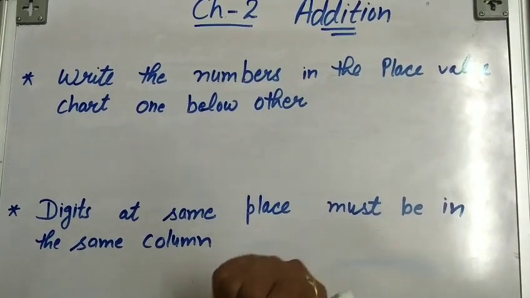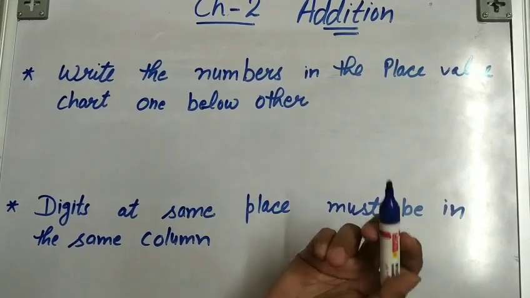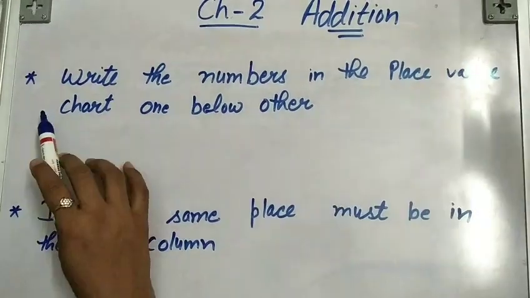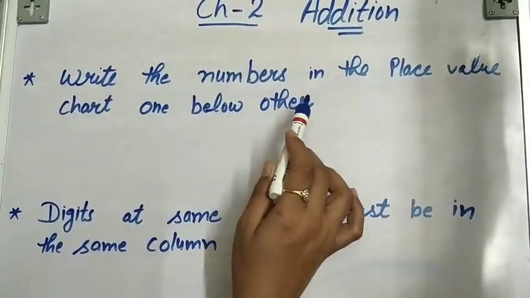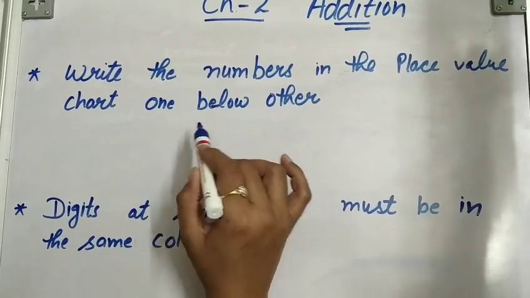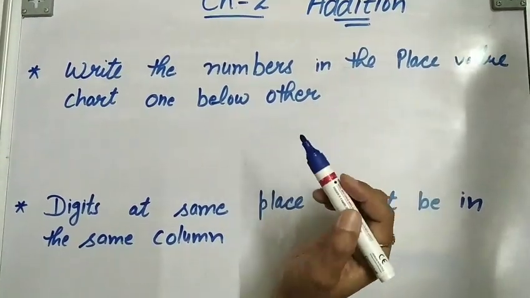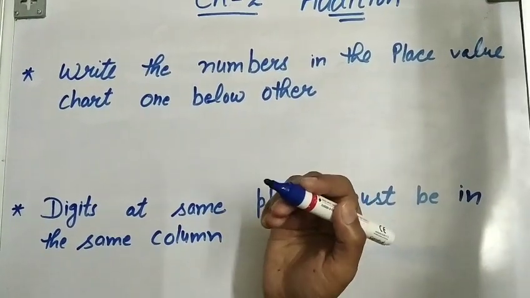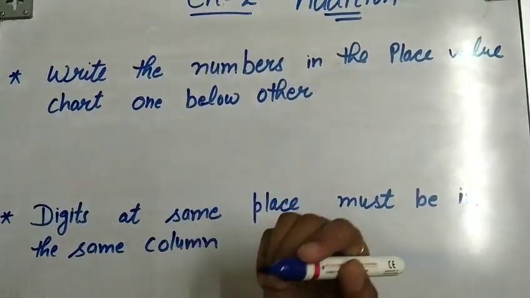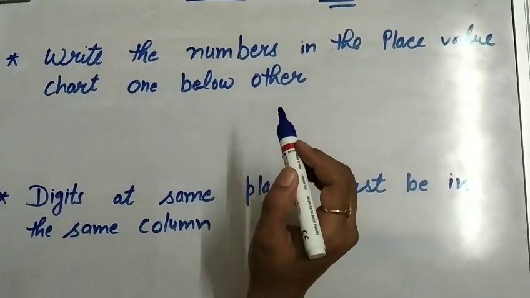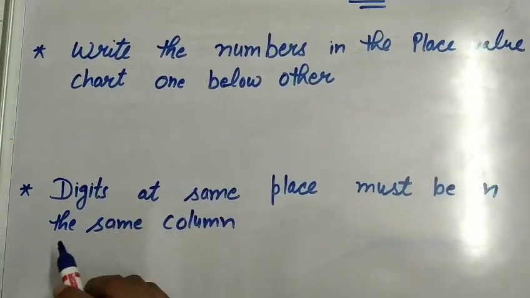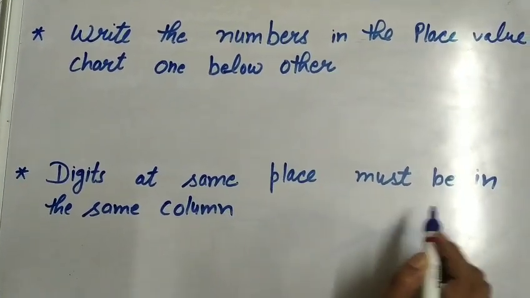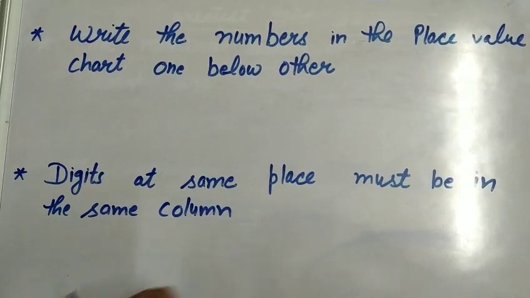Let us discuss some steps while doing the addition of large numbers. You should follow these steps. Firstly, write the numbers in the place value chart, one below the other. It means whatever addends are given, you have to arrange them in a place value chart. The second step: digits at the same place must be in the same column.